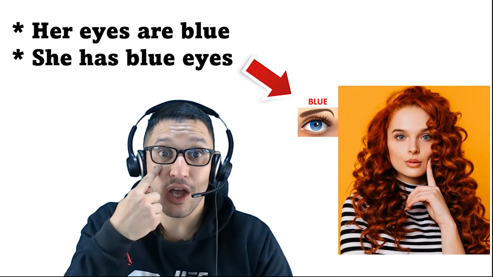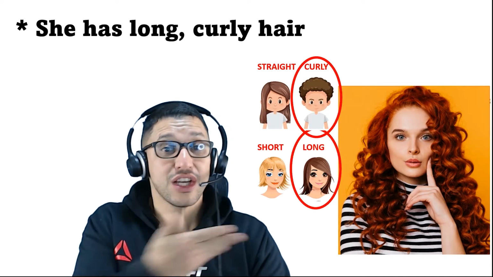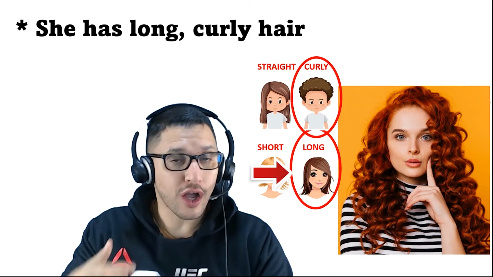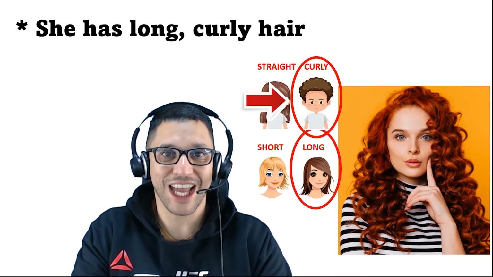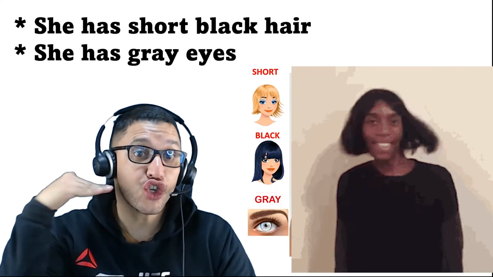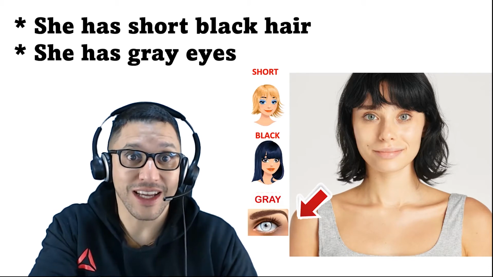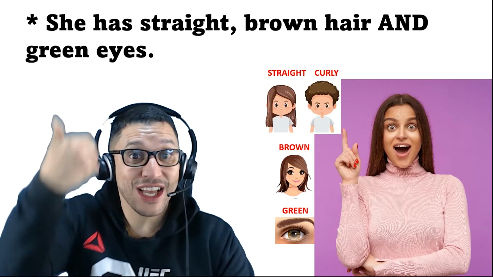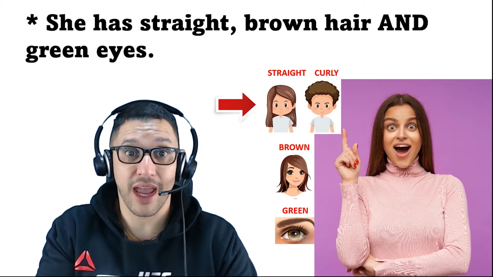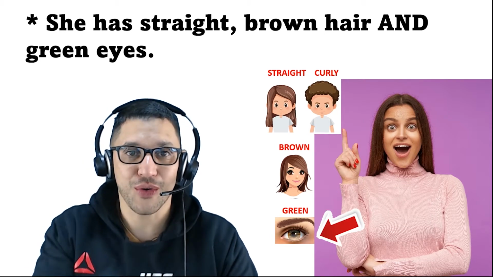She has blue eyes. She has long, curly hair. She has short black hair. She has gray eyes. She has straight brown hair and green eyes.